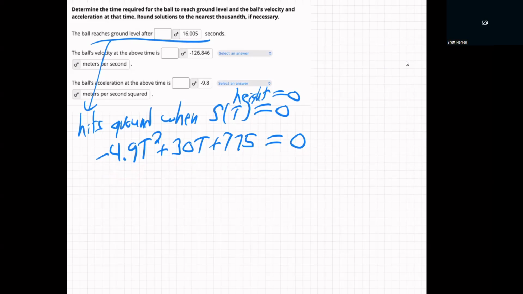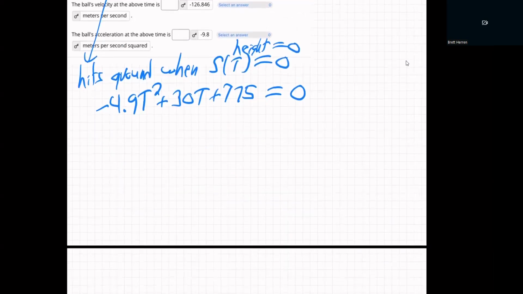So how do you solve that equation? Definitely need the quadratic formula, right? Quad time. So we're going to need to do the quad. So here we go. I'll write it out here real quick.